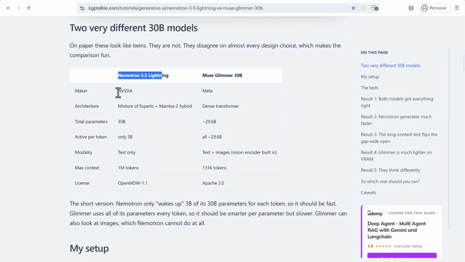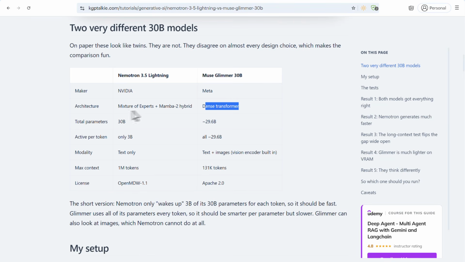So Nemotron is launched by NVIDIA. The other one comes from Facebook, and this part is important here. Nemotron is a mixture of experts model. It has a Mamba 2 hybrid architecture. This is a really very important architecture. Later on, once I show you the final benchmarking, you will notice how it is useful. Then the other is a dense transformer.